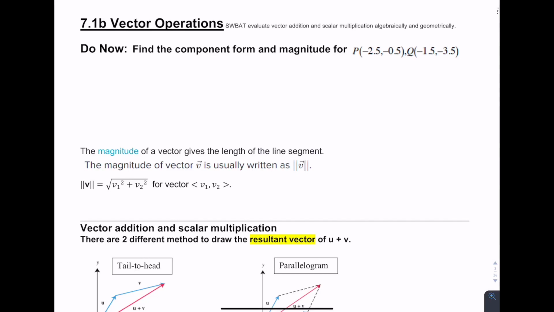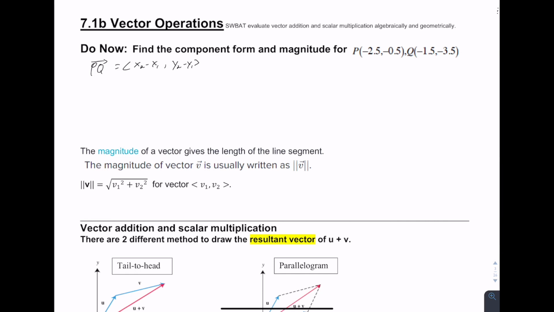Ladies and gentlemen, today we're going to be talking about vector operations. So, quick little do now, find the component form and magnitude for P and Q. So, as we talked about yesterday, PQ, that's the form, that's how you write a vector. And so, like we said, this is just x2 minus x1, comma, y2 minus y1. And we have all those values over here.